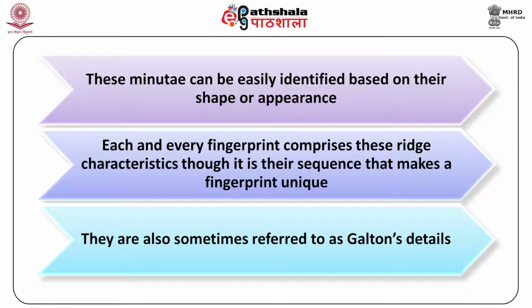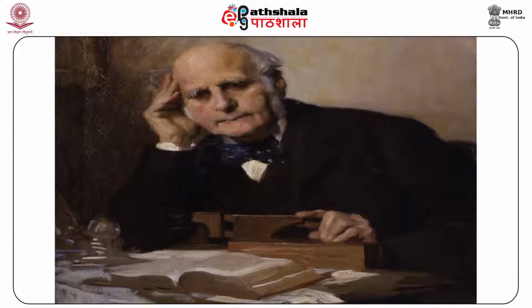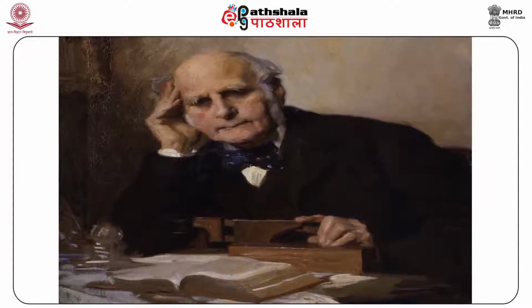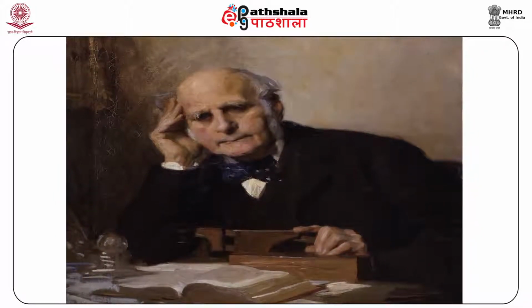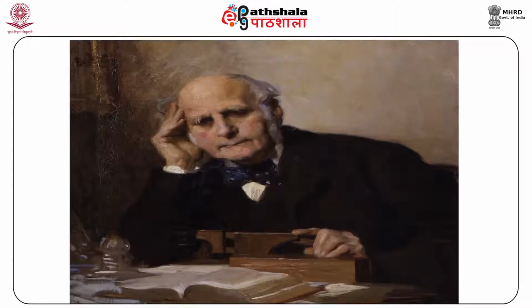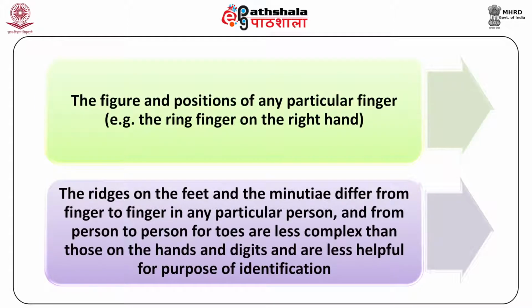They are also sometimes referred to as Galton's details, as Sir Francis Galton was the first one to notice that the ridges on the fingers do not run in line without breaking, and he identified numerous ridge characteristics to support the identification of fingerprints. The figure and positions of any particular finger, for example, the ring finger on the right hand.